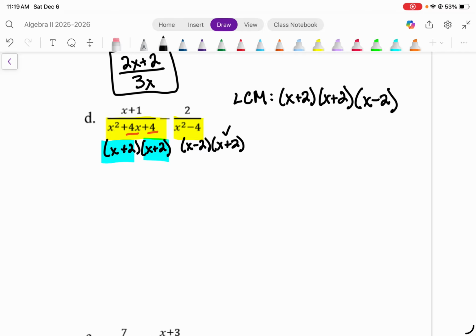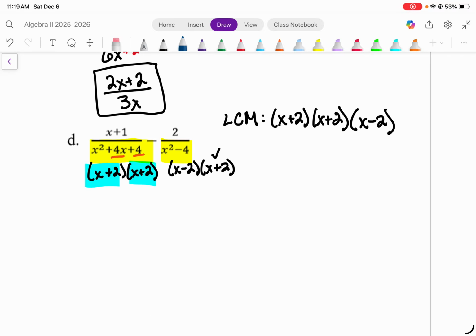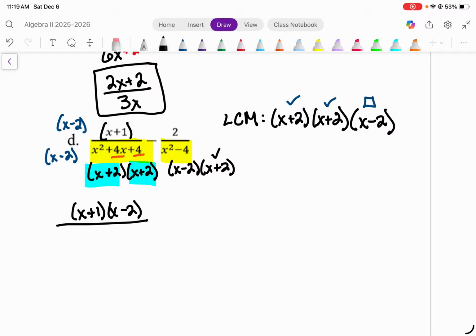So we are going to multiply so that all of our denominators become this. Our first denominator already has the first two x plus 2's. It is just missing this x minus 2. So that is what we're going to multiply both the numerator and the denominator by for our first fraction. And because there's two terms there, we're going to put it in parentheses, x plus 1 times x minus 2. And then we would have x plus 2 times x plus 2 times x minus 2.